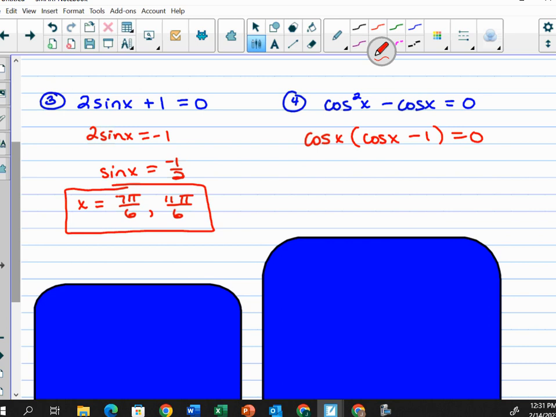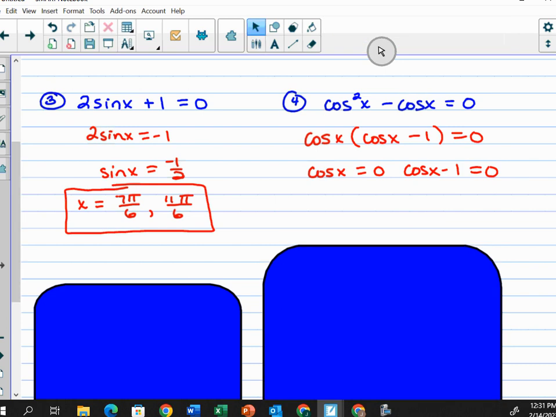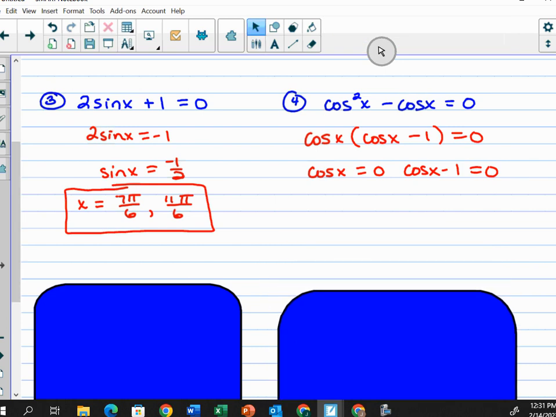Okay, so let me show it to you with cosine. Are you okay getting here? Like you get the factor. Then just take each factor, set it equal to 0. So cosine of x equals 0. Cosine of x minus 1 equals 0. You now just have two little baby equations to solve. The first one you're just figuring out when does cosine equal 0, and the second one, move the 1 over, when does cosine equal 1.